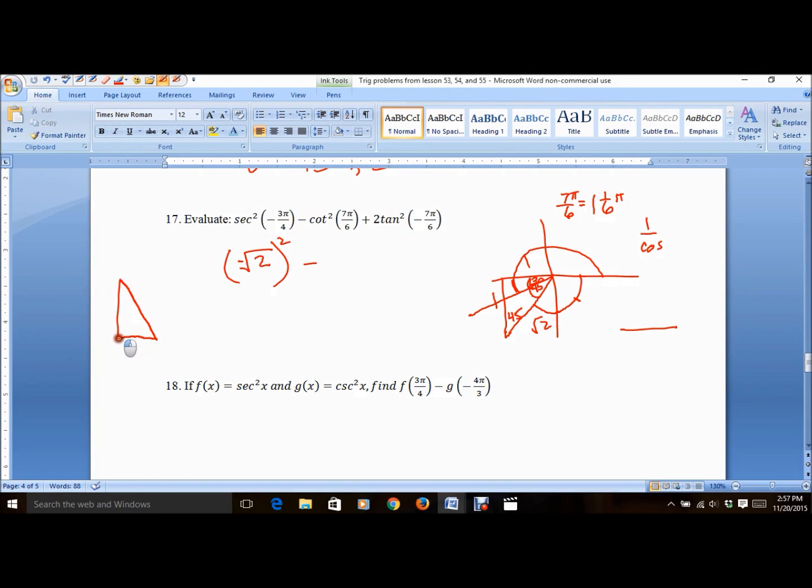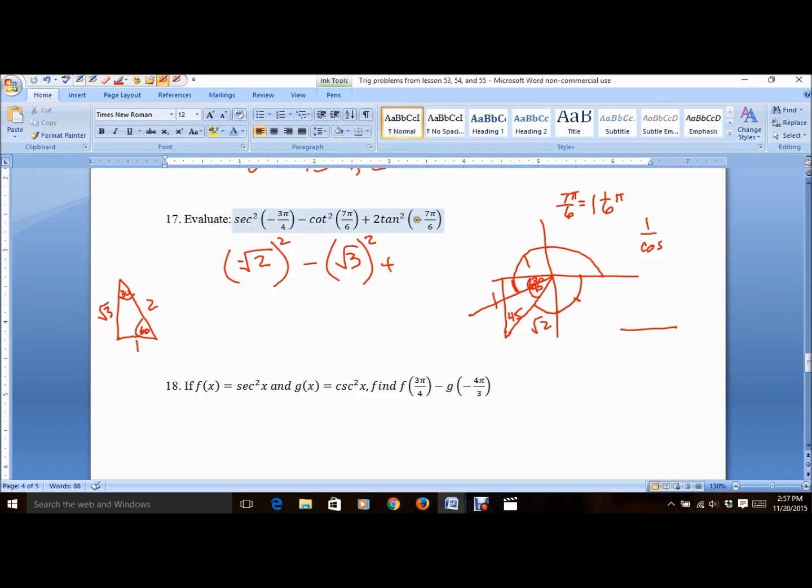So let's just remember what those ratios are. That's 1, 2, square root of 3. So cotangent is, tangent is 1 over square root of 3 because it's opposite over adjacent. So cotangent is going to be square root of 3 over 1, so it'll be square root of 3. And this is we're in the third quadrant where cotangent or tangent, they're both positive. So it's going to be a positive square root of 3, and we're supposed to square it.